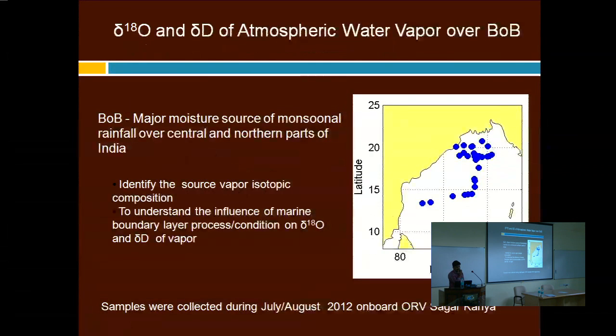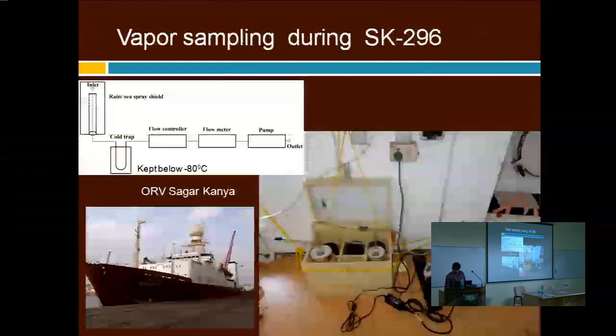So the objective of this work is to characterize the isotopic composition of the source vapor. Another thing is to find the meteorological controls on delta 18 and delta D over the ocean. I participated in a cruise during the 2012 monsoon over the Bay of Bengal. These points correspond to the places where I sampled the vapor.